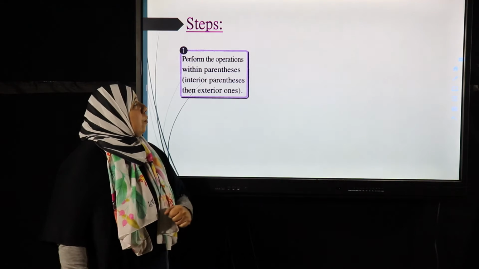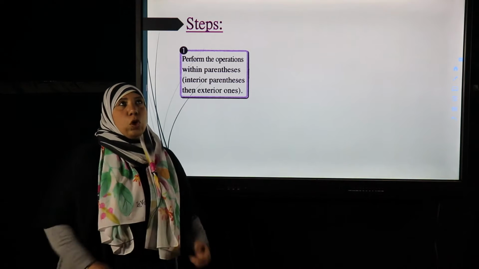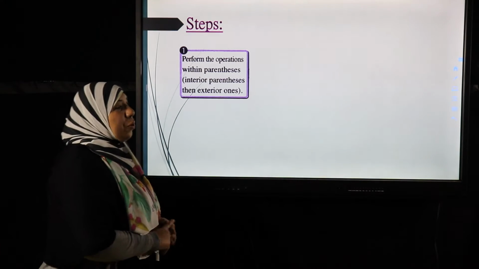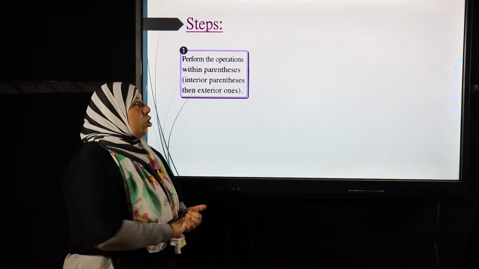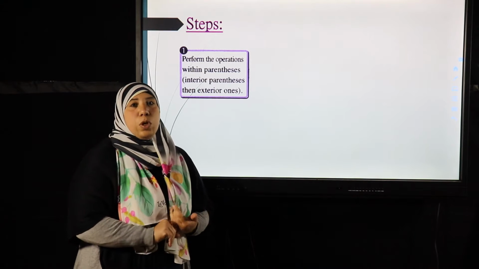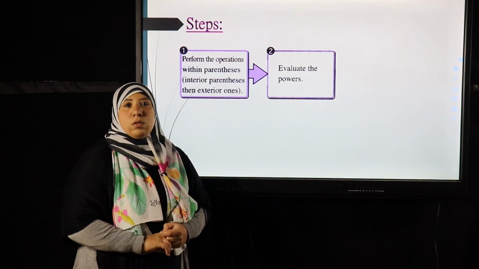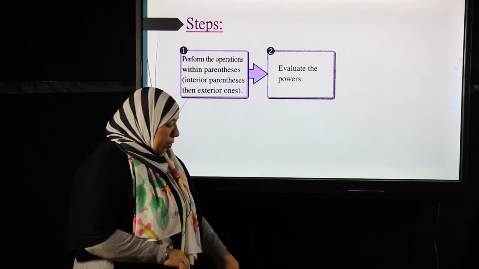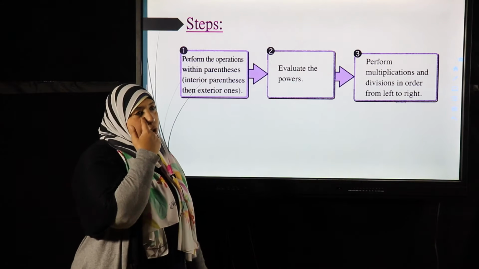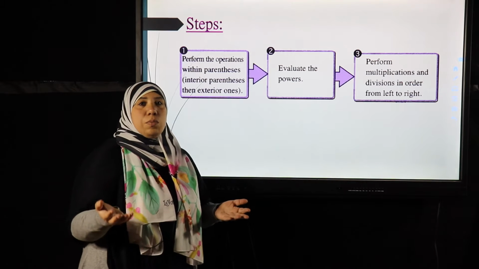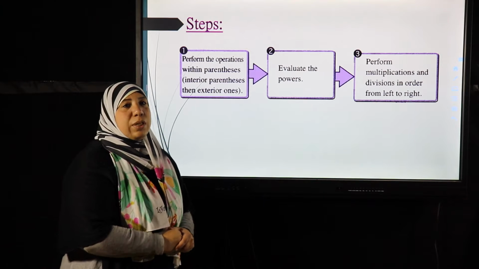Number one, perform the operation within parentheses or brackets. If you have an operation inside a bracket, this operation should be done first. So step number one, the brackets. Number two, if you have powers, it would be the next step. Number three, the multiplication or division. If you have two operations, powers and multiplication, we evaluate powers first, then we evaluate the multiplication.